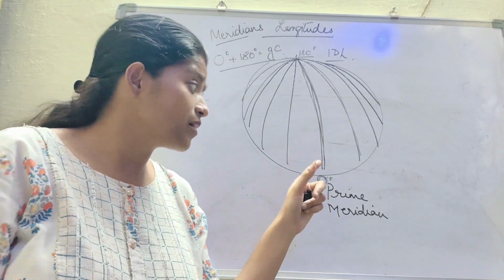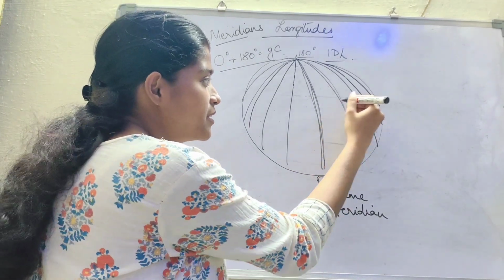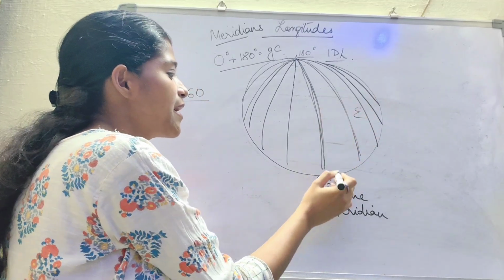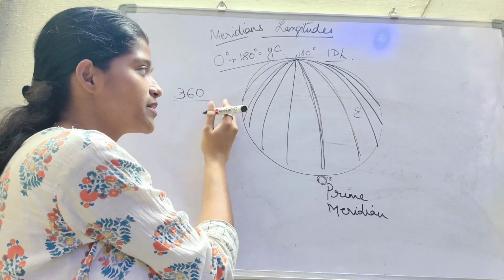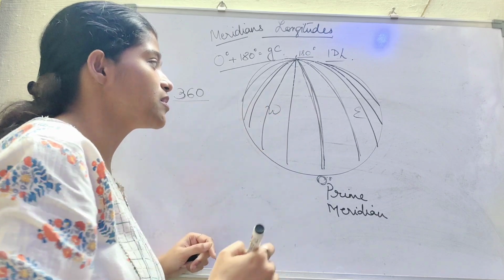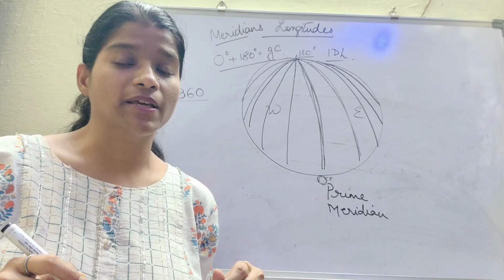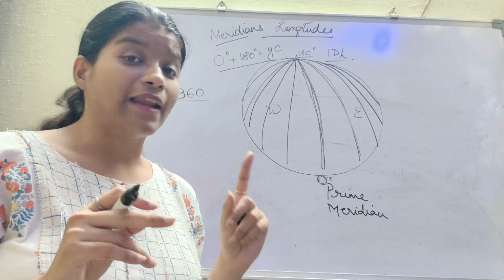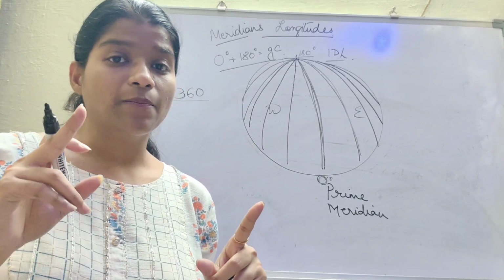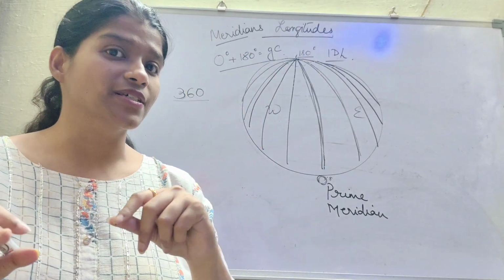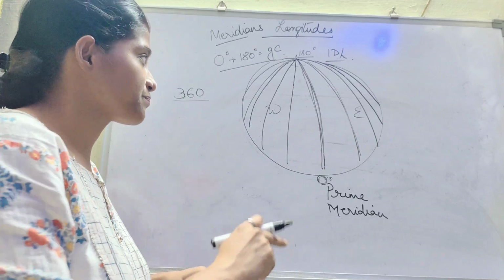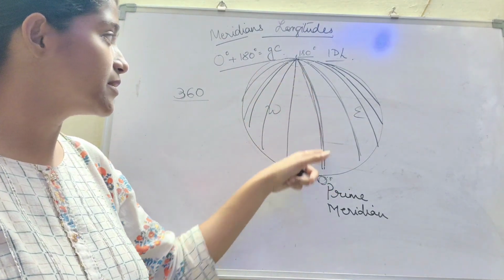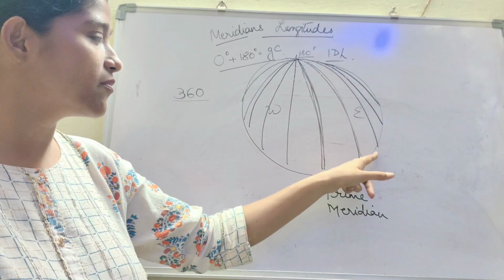All the places which lie on the eastern side of 0 degree lie in the eastern hemisphere, and all the places on the western side lie in the western hemisphere. So longitude decides whether a place lies in the eastern or western hemisphere, whereas latitude decides whether a place lies in the northern or southern hemisphere. These are called the meridians of longitude.